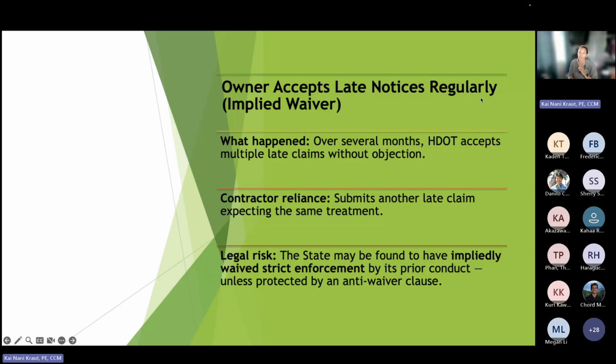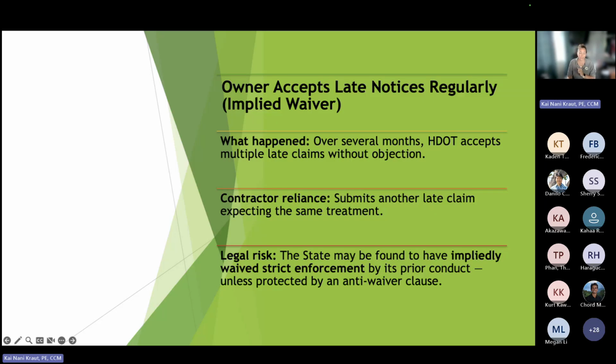The owner accepts late notices regularly. So what happened over several months? DOT accepts multiple late claims without objection. Contractor submits another late claim expecting the same treatment. The legal risk: the state may be found to have implicitly waived strict enforcement because of its prior conduct, unless protected by an anti-waiver clause, or we've done all this in writing, that we allowed extensions, we said it's okay. I know you didn't do this, but because of XYZ, I'm going to allow it in this case. So we're limiting that action. Again, small examples, further discussion.